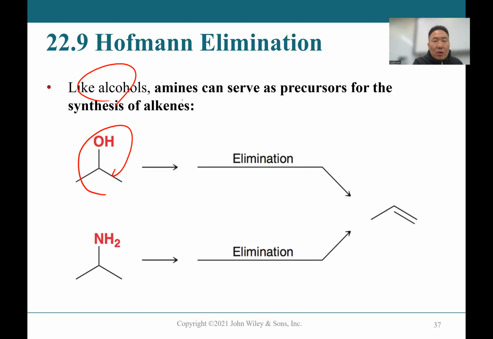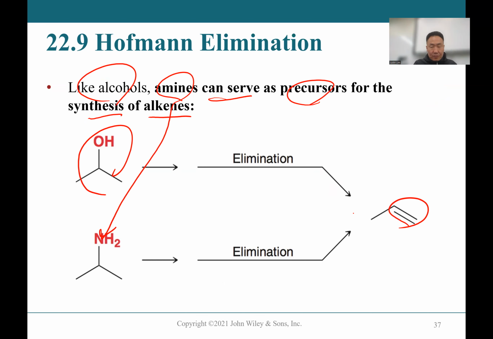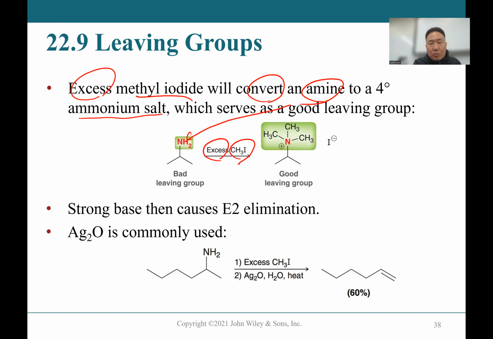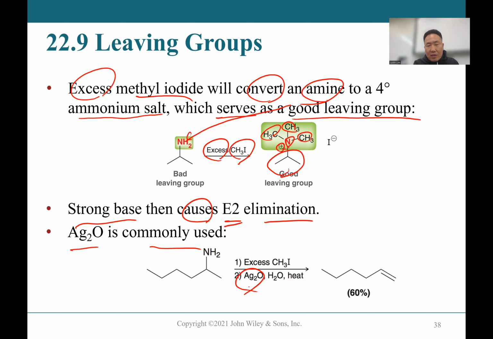Like alcohols, amines can serve as precursors for the synthesis of alkenes. Excess methyl iodide will convert the amine to a quaternary ammonium salt. 1, 2, 3, and 4. The quaternary ammonium salt serves as a good leaving group. A strong base causes E2 elimination. Silver oxide is commonly used.